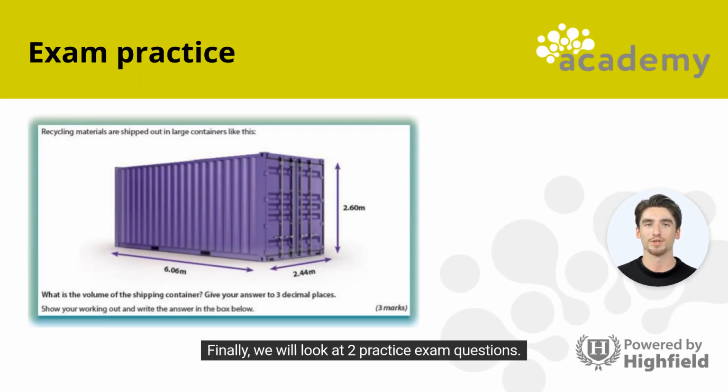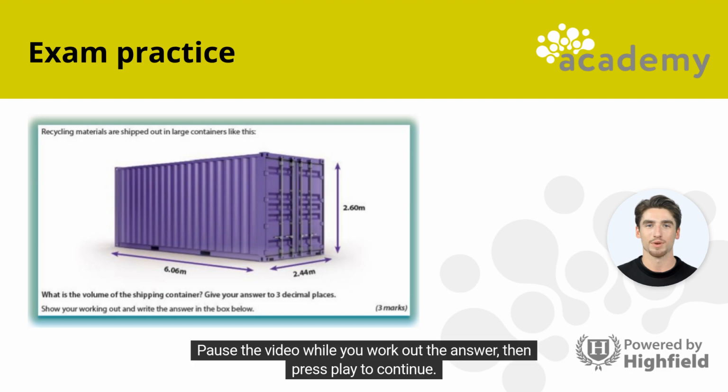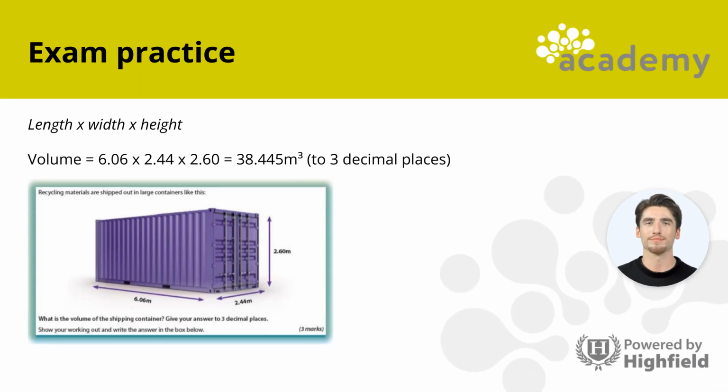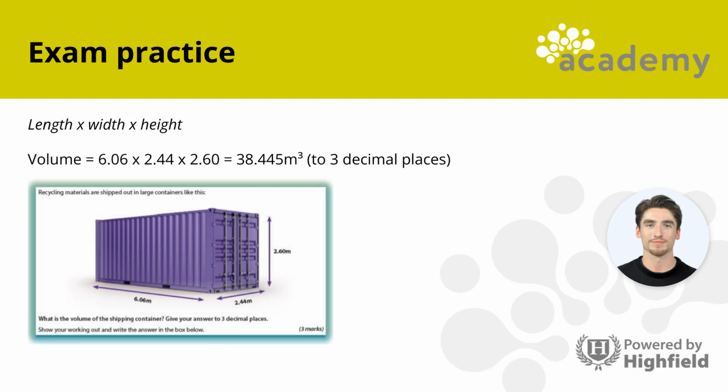Finally, we will look at 2 practice exam questions. The first question is on screen. Pause the video while you work out the answer, then press play to continue. The volume of the shipping container is 38.445 meters cubed when rounded to 3 decimal places.